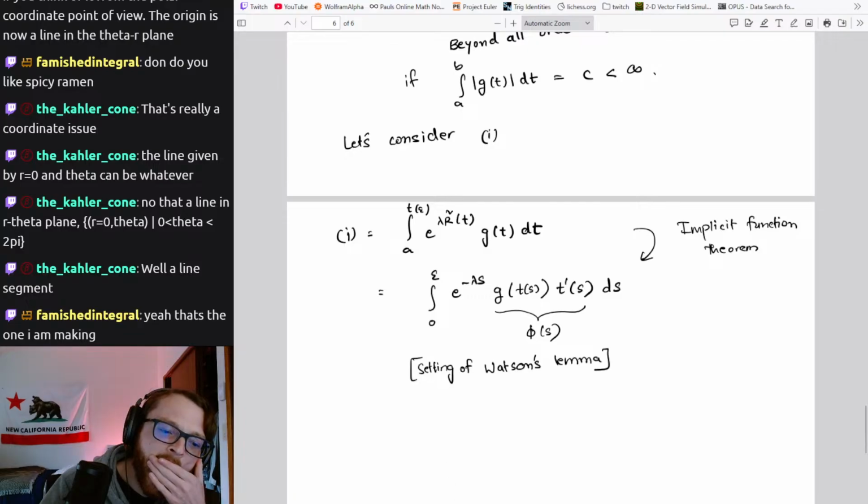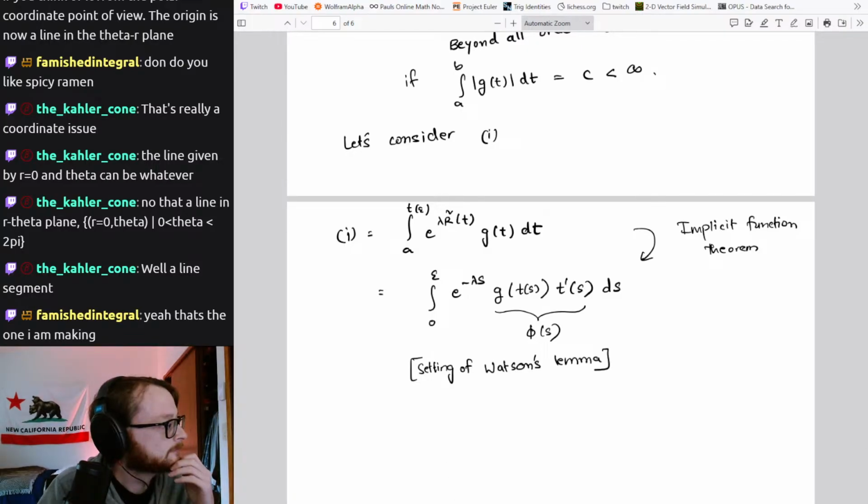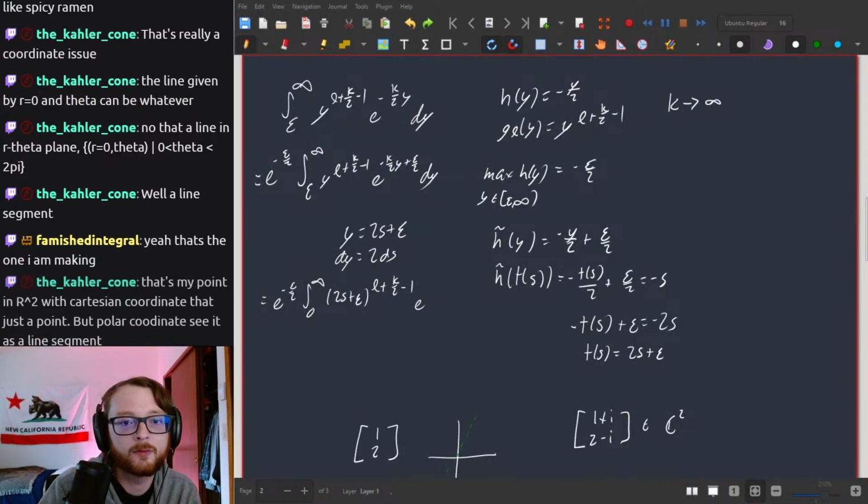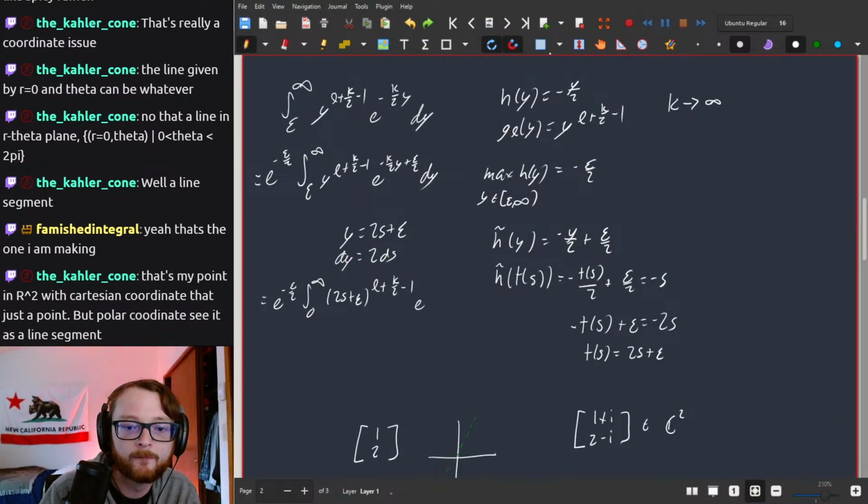Oh. Oh my gosh. Oh wait, the change of variables is this equals minus s.